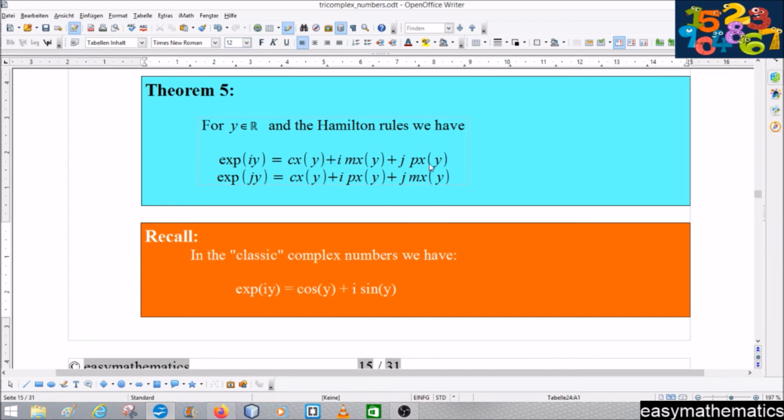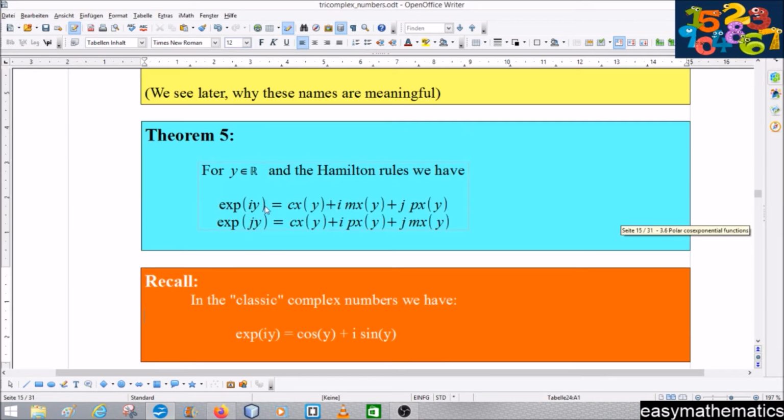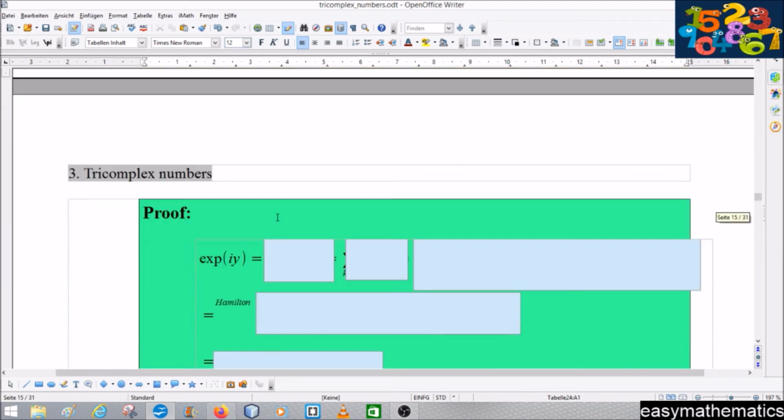So the cx, mx and px play the role of the trigonometric functions, but they are not classical trigonometric functions, and so we call them polar functions. And there is this cos exponential, and we will see later. So the name polar is okay so far. And yeah, we prove the first identity.